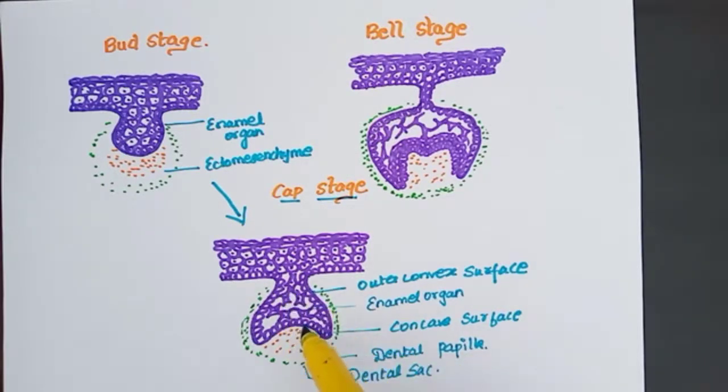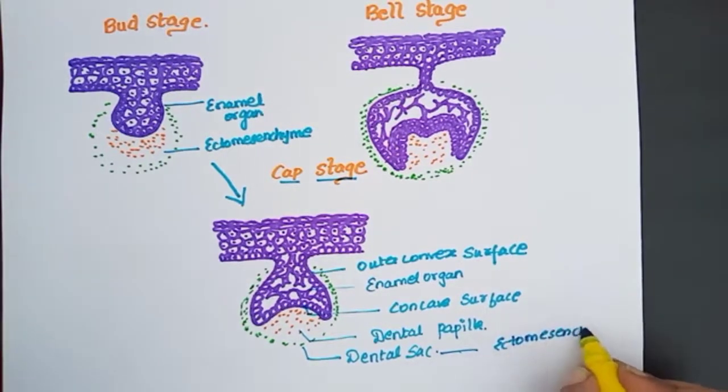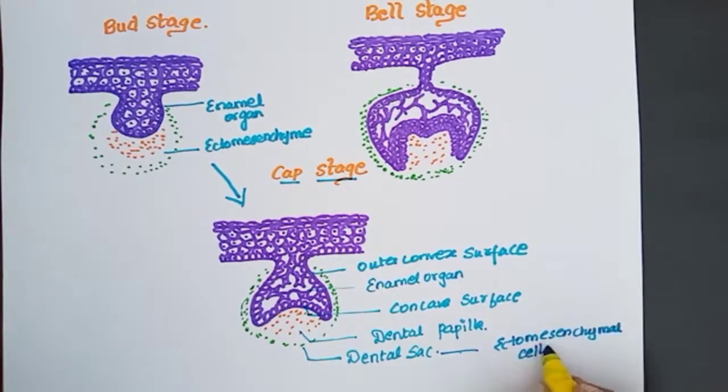Now, surrounding both the enamel organ and the dental papilla, the third part of the tooth germ forms, and this is called dental sac. The dental sac consists of ectomesenchymal cells and fibers that surround the dental papilla and the enamel organ.